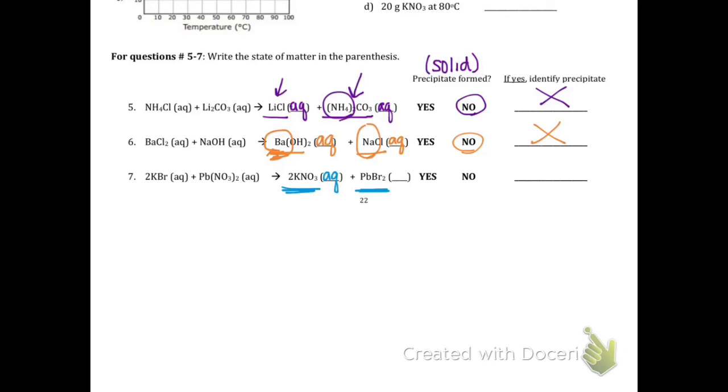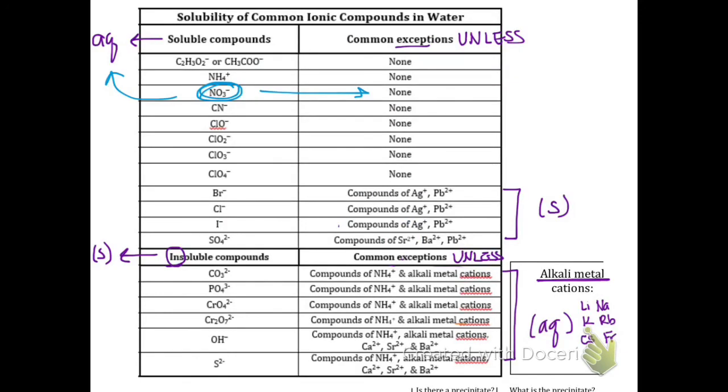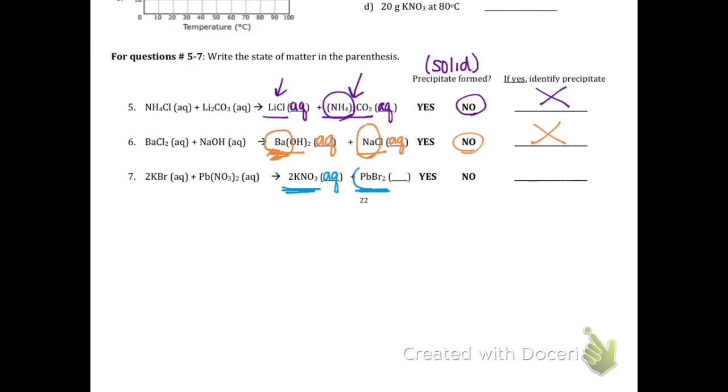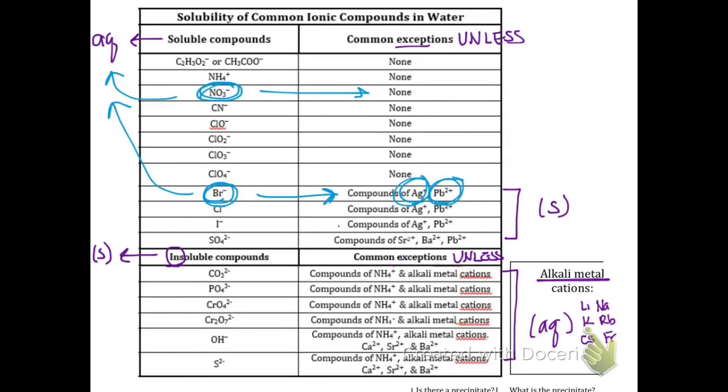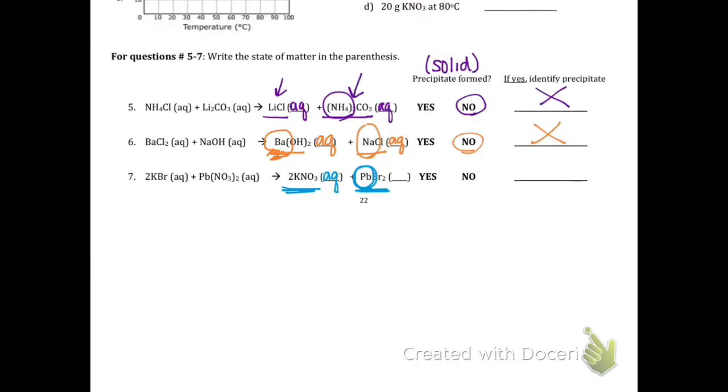This last one is PbBr2. So you're going to look for Br. Br is right here. Bromine is always aqueous unless it's attached to one of these. Is it attached to a Ag or Pb? So is it attached to a silver or a lead? So you go back. It is attached to a lead, so it becomes the opposite. It becomes a solid. So you are going to put an S right here. If you have a solid, you're going to circle yes. And then the precipitate is whatever that S compound is. So it's PbBr2. And that is a full warm-up.